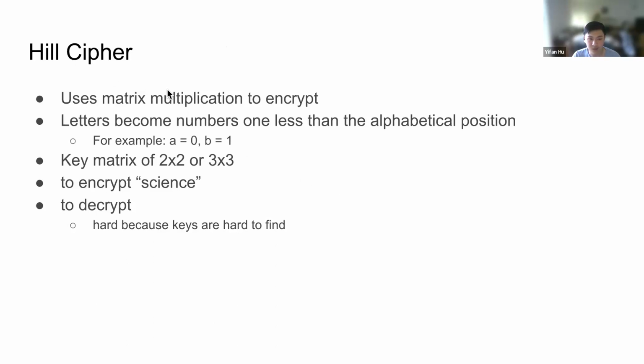So yeah, the Hill cipher, you just use matrix multiplication, and decrypting is the same. You use the keys, but this is harder to find because the keys are really hard to find. But usually they give you the keys and you try to encrypt it.